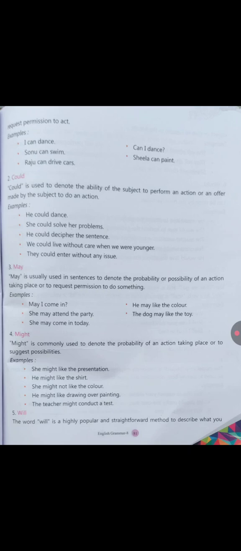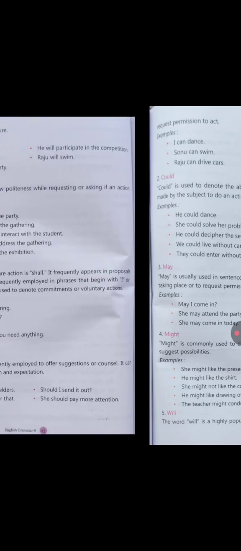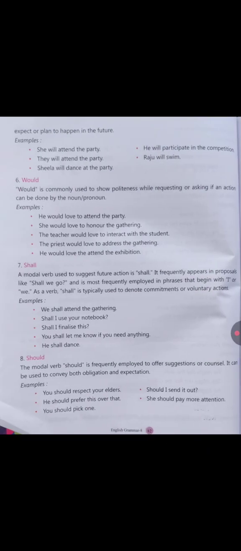Next is will. The word will is a highly popular and straightforward method to describe what you expect or plan to happen in the future. For example, she will attend the party. It is used to talk about what is going to happen in the future. She will attend the party, they will attend the party.